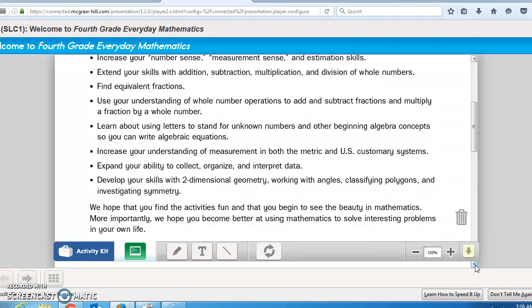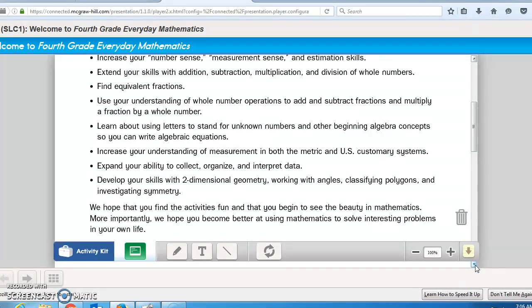Increase your number sense, measurement sense, and estimation skills. Extend your skills with addition, subtraction, multiplication, and division of whole numbers. Find equivalent fractions. Use your understanding of whole number operations to add and subtract fractions and multiply a fraction by a whole number. Learn about using letters to stand for unknown numbers and other beginning algebra concepts so you can write algebraic equations.